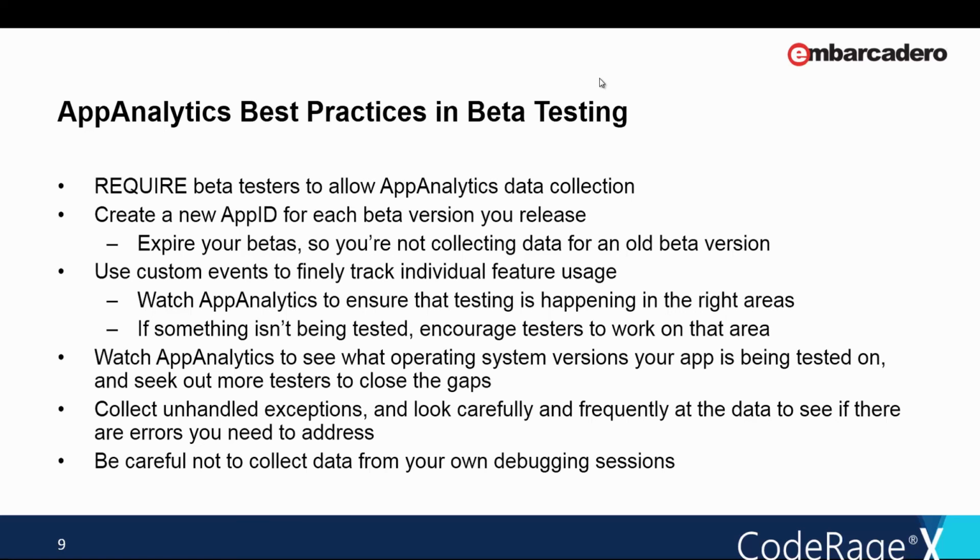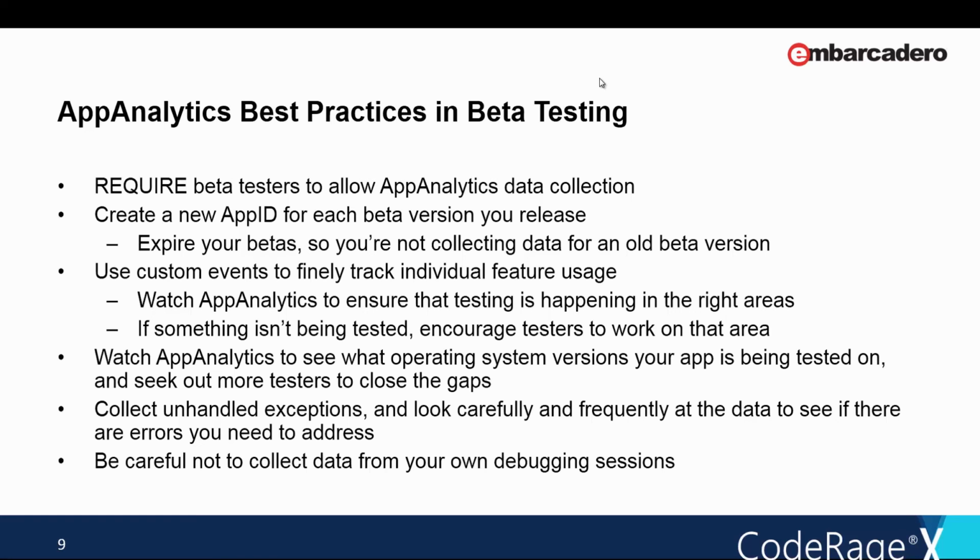Next, if you release multiple beta versions, we suggest that you create a new application ID for each one. So you start each new test with a clean slate, and you can analyze data for only that specific beta version. We also recommend that you add code to your beta versions to make them expire, so you're not collecting data for an old beta version, and so your beta testers are incentivized to test the most recent version of your software, which gives you more useful data.